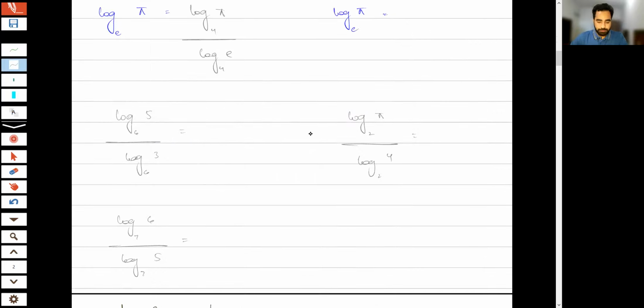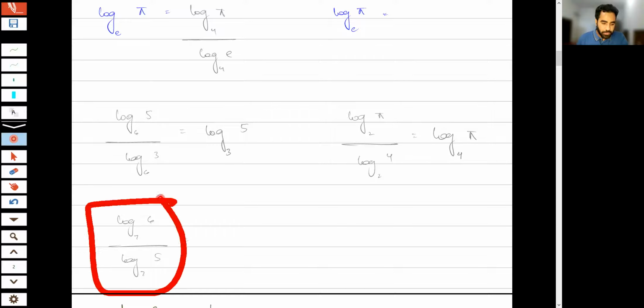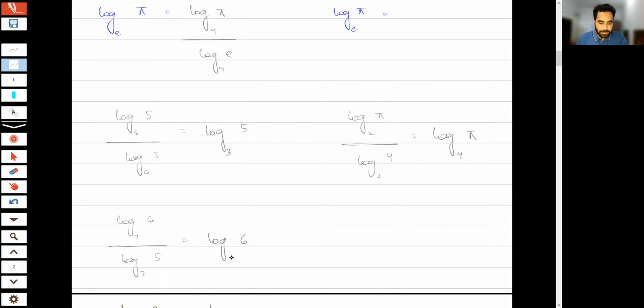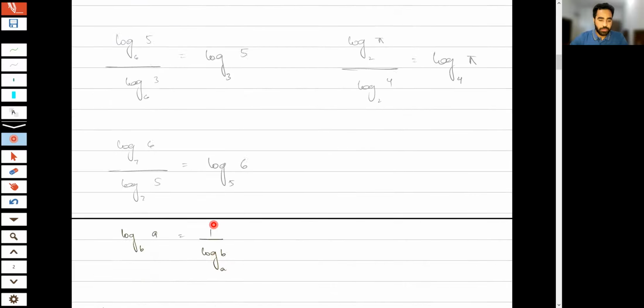ठीक है, यानी मेरे पास अगर log 5 base 6 है upon log 3 base 6 है, I can write that as, since my bases are the same, a single log 5 base the value inside the denominator. So this would be 3. Over here I'm going to write log pi in my numerator and 4 in my denominator, pi base 4, and I can change this as log 6 base 5. ठीक है, क्योंकि base 7 same है. ठीक है, तो I can write this as log 6 base 5 using the change of base law.